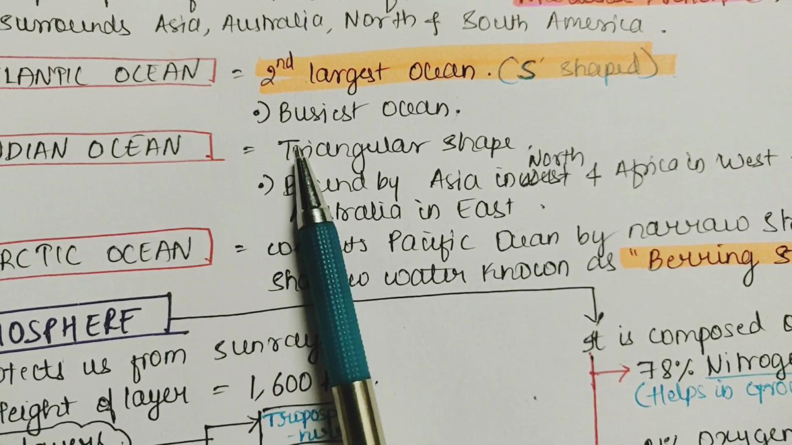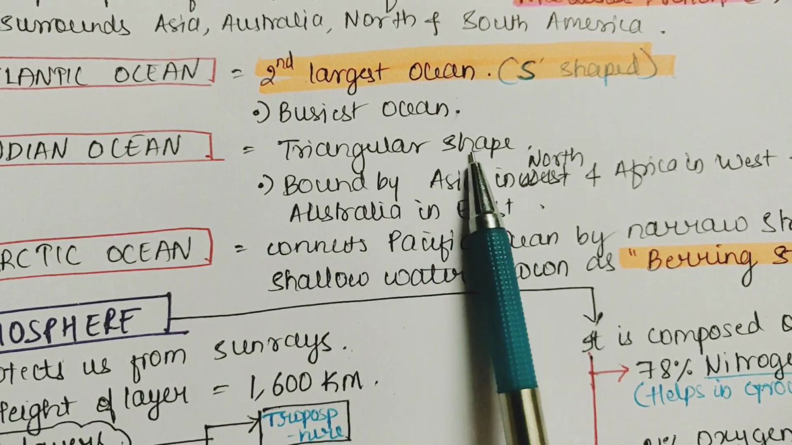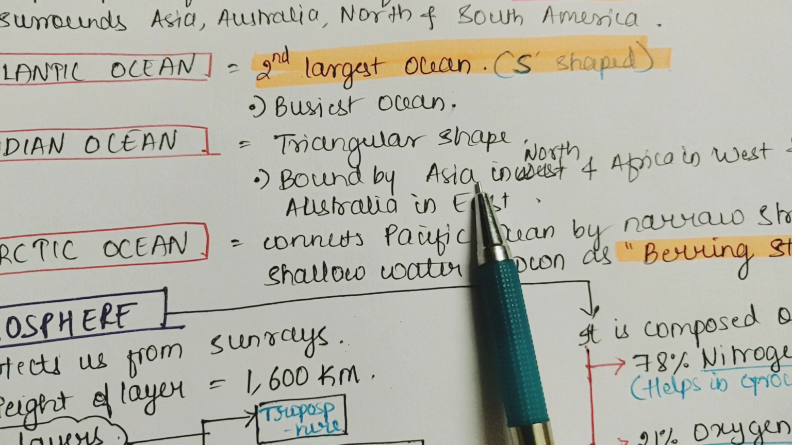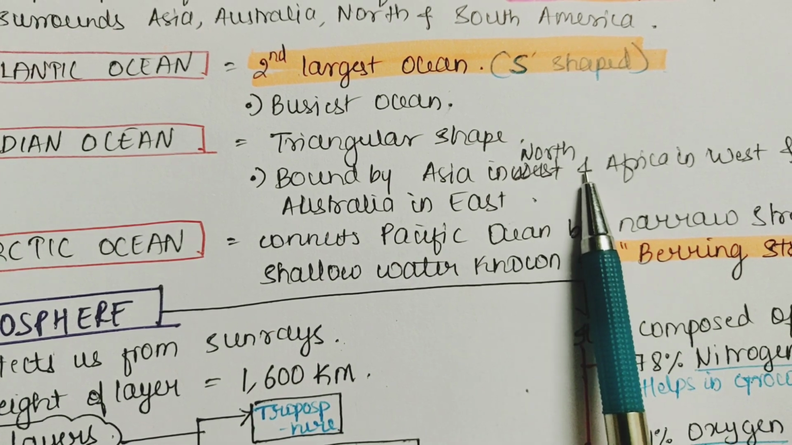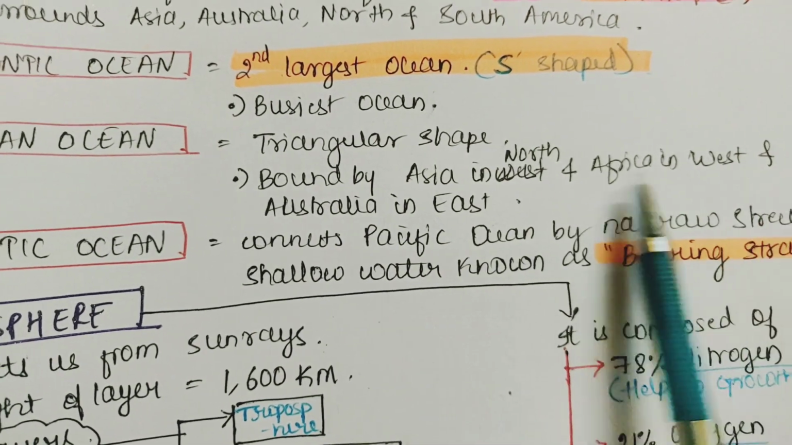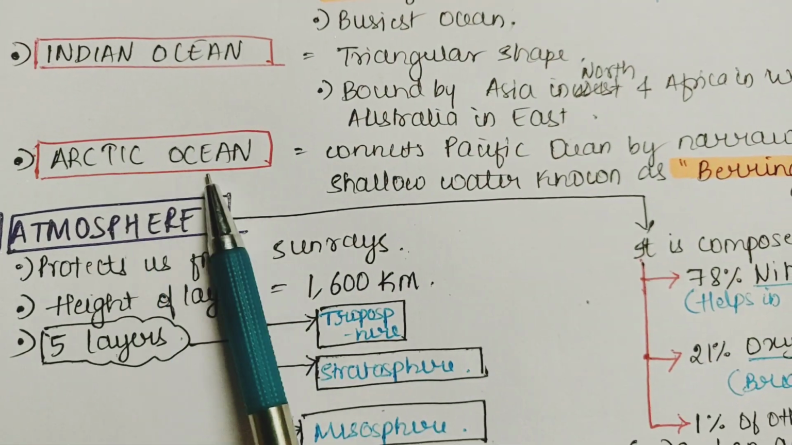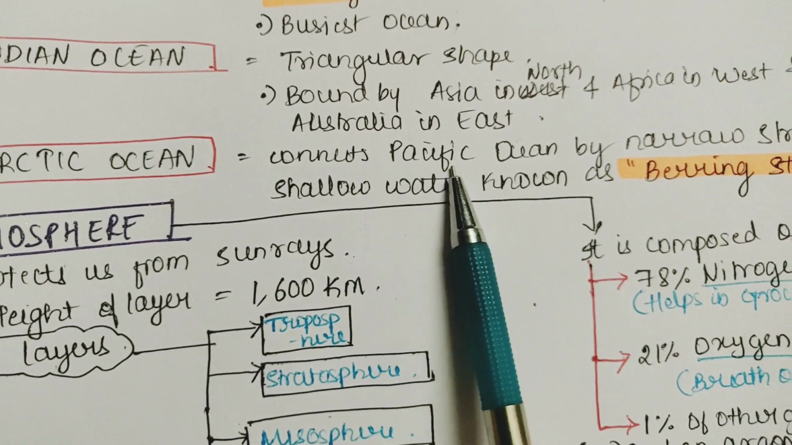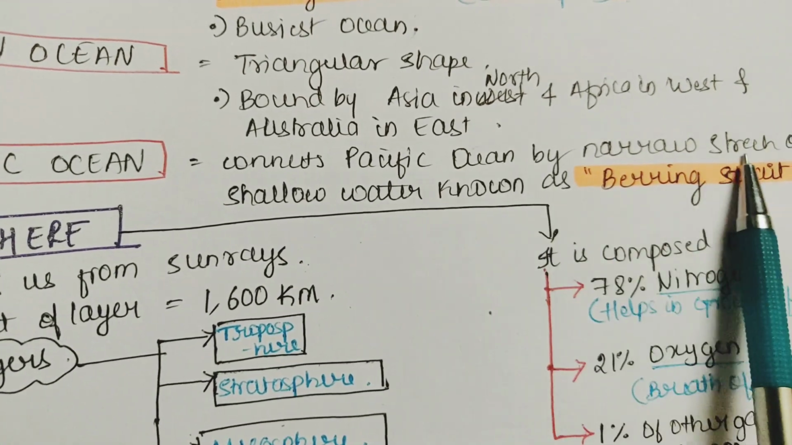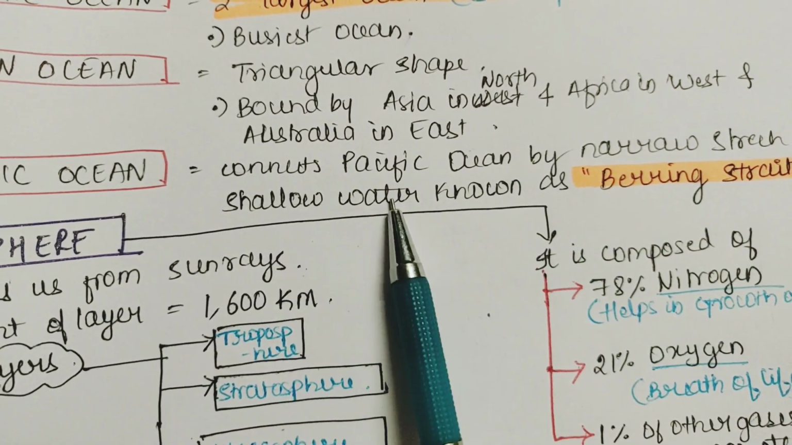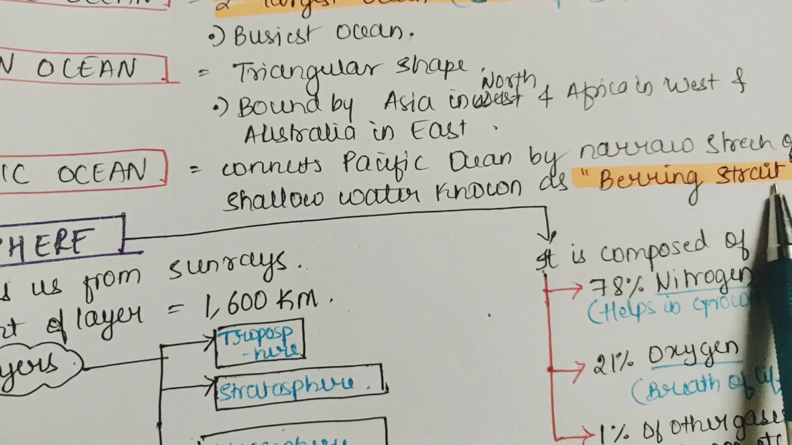Indian Ocean, which is almost triangular in shape. It is bound by Asia in north and Africa in the west and Australia in the east. Arctic Ocean, which connects the Pacific Ocean by narrow stretch of shallow water known as the Bering Strait.